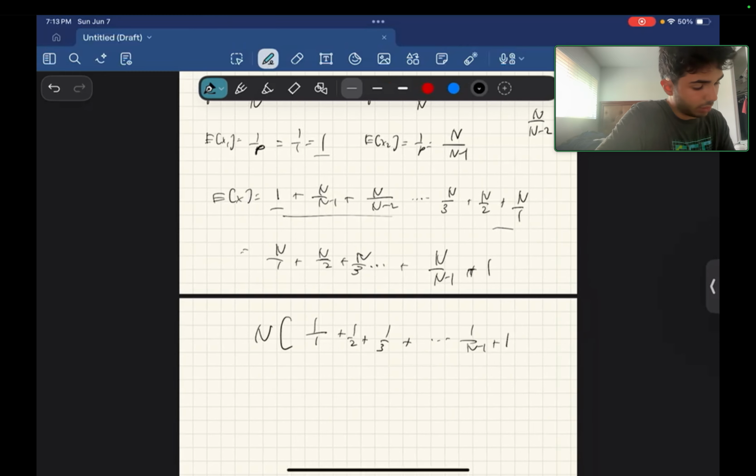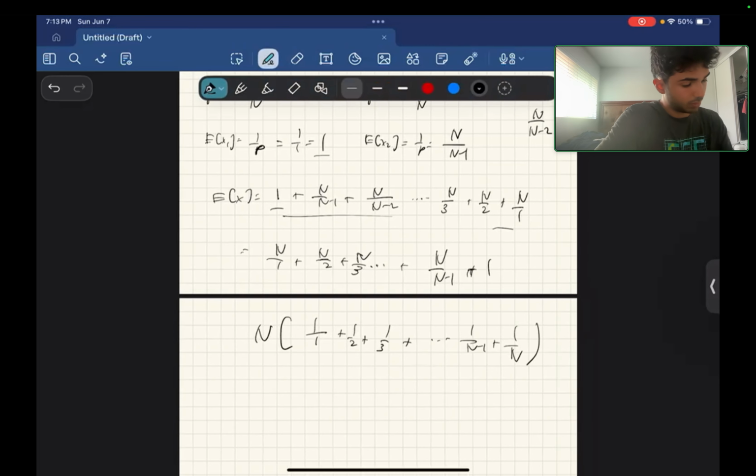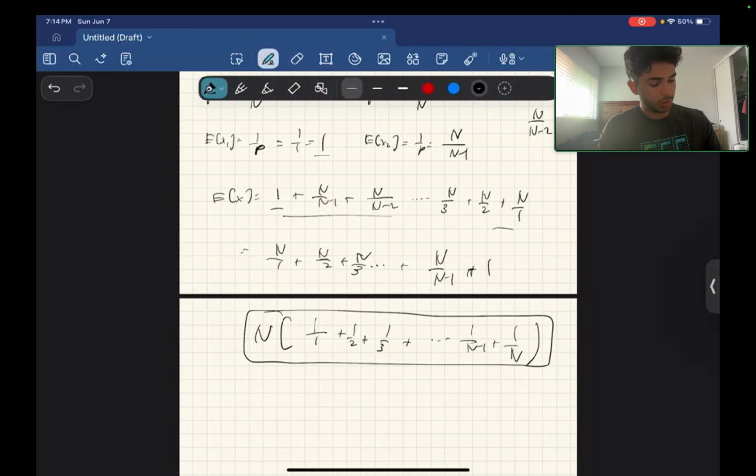Or plus 1 over n. You factor it out, it becomes 1 over n. Okay, and that's the answer for the first part.